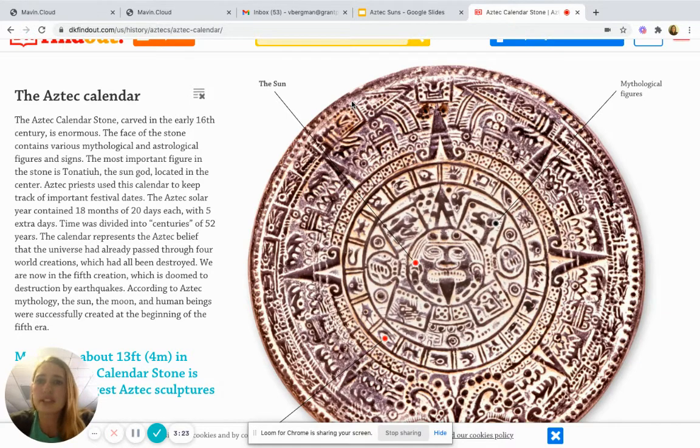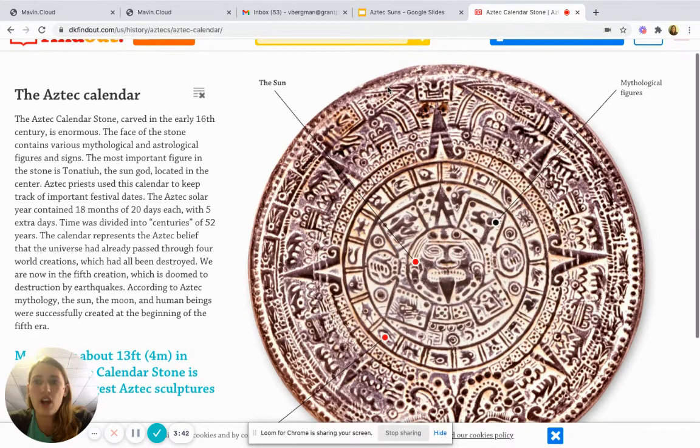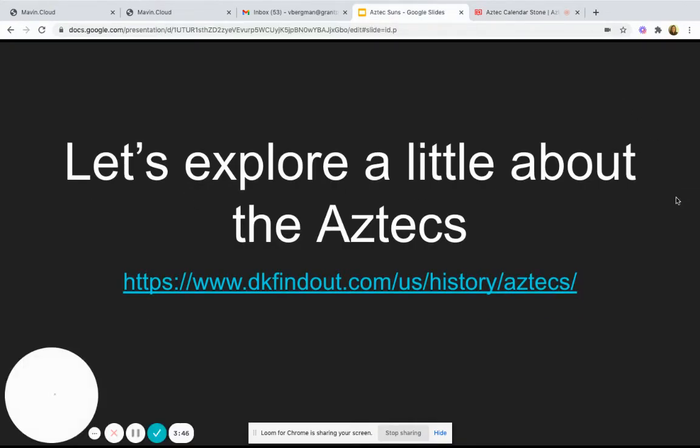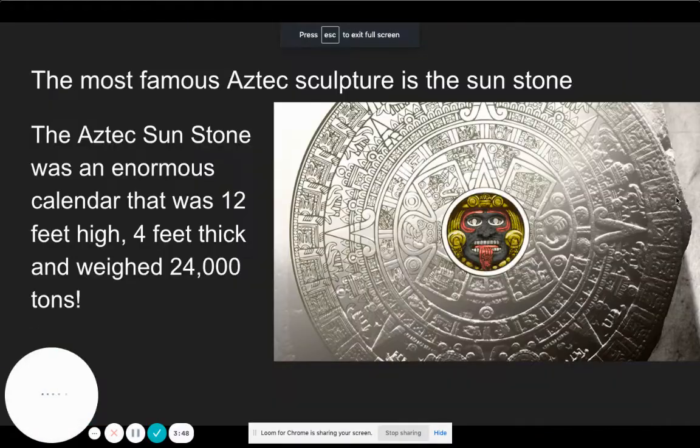Their calendar was divided into 18 months, whereas ours is divided into 12. And their months contained 18 to 20 days each, with 5 extra days. So they had the same amount of days in a year, but their months and their days were a little bit different than ours. Okay, so now we're going to head back to our slideshow here and keep rolling through.